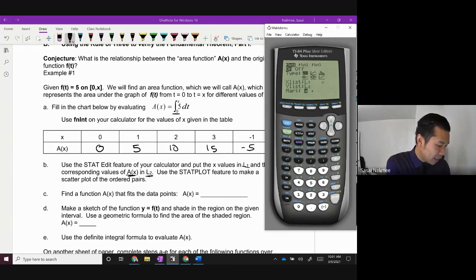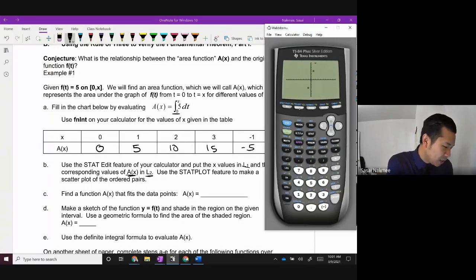It is the scatter plot type. The x values are in L1, the y values are in L2. I'm going to make these big dots. I'll go to graph and take a look. Can you guys see the dots that show up okay? This is -1, -5. This is 0, 0. This is 1, 5, then 2, 10. 3, 15 seems to be off my chart.